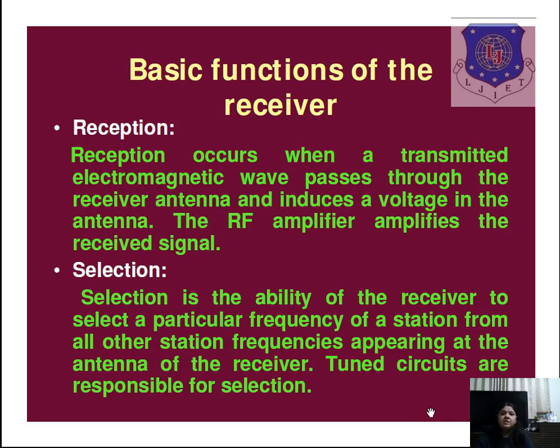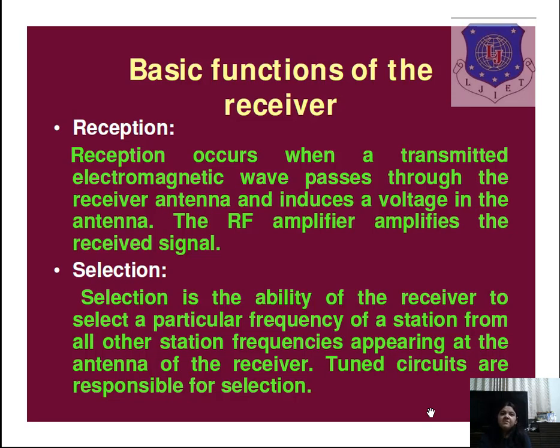Now next, the basic function of the receiver. As we know, the amplitude modulated signal is transmitted by using the transmitting antenna. The transmitting antenna will transmit the AM modulated signal.